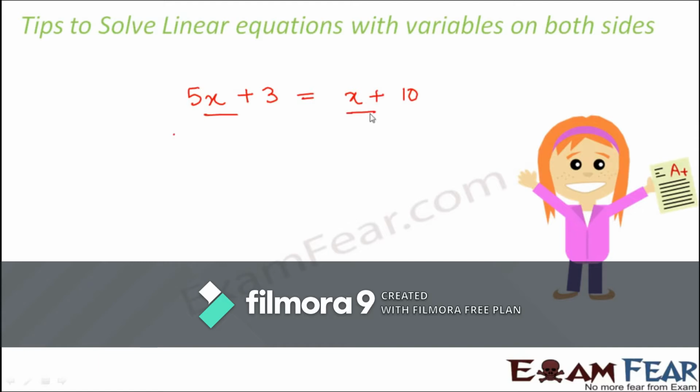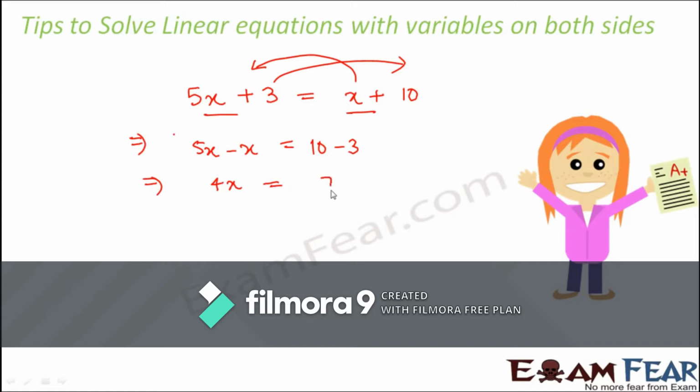Again here also we will follow the same trick. We will try to collect all the variables on the left hand side. We will try to send all the constants to the right hand side. So for that what we would do, 5x minus x. This x would have come this side and this 3 would go this side. So this would become 10 minus 3. So 5x minus 1x would be 4x. 10 minus 3 would be 7. Therefore x will be equal to 7 by 4.